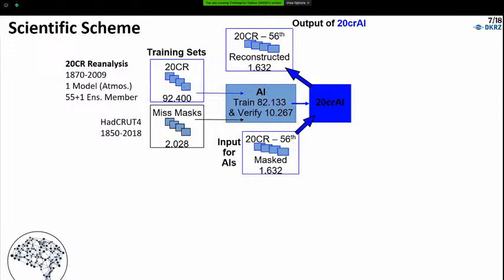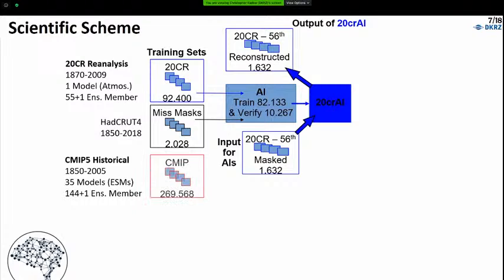So then you could argue, okay, the 56th ensemble member is pretty close to the rest, so I wouldn't be too impressed by that. So the second idea was, okay, let's do a second totally independent data set out of the historical experiments from the Coupled Model Intercomparison Project 5, which is from 1850 to 2005. So I took 35 models, and they have different ensemble members. There were 145 ensemble members. So I took one out, and we have 144.